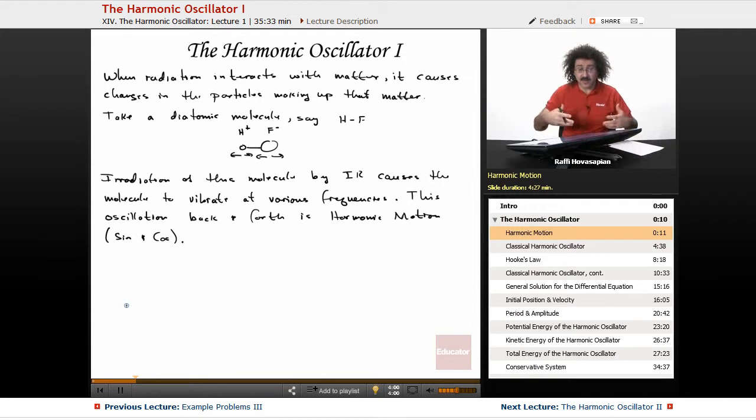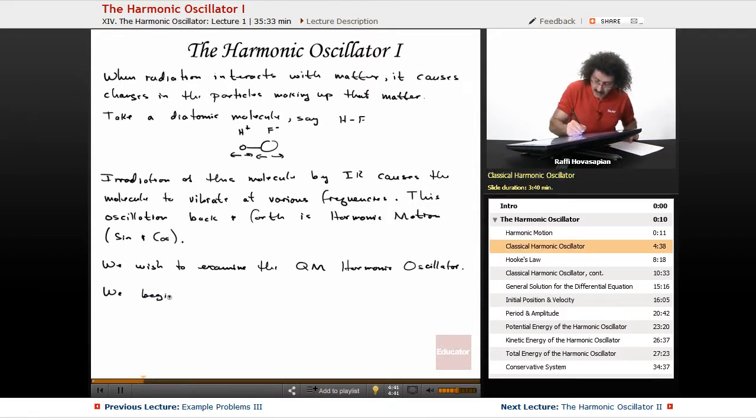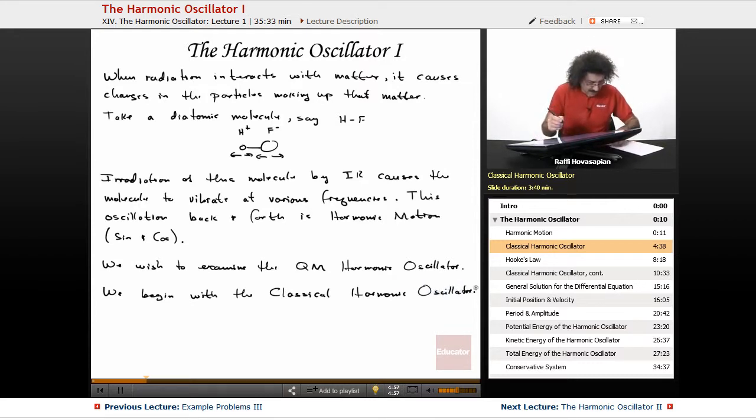So now we want to examine this harmonic behavior. We want to examine the quantum mechanical harmonic oscillator. But we're going to begin with the classical harmonic oscillator and then move on to the quantum mechanical harmonic oscillator. We'll get a lot of information by actually studying the classical harmonic oscillator.